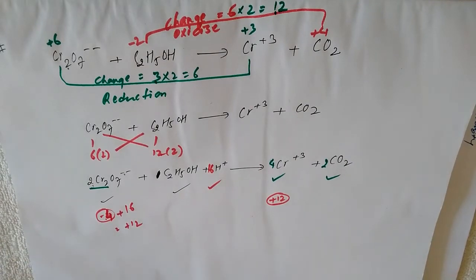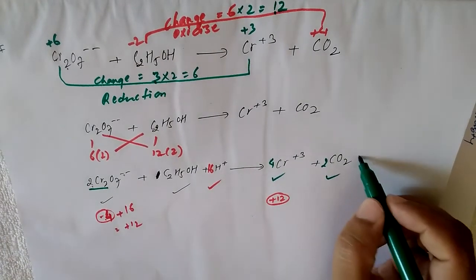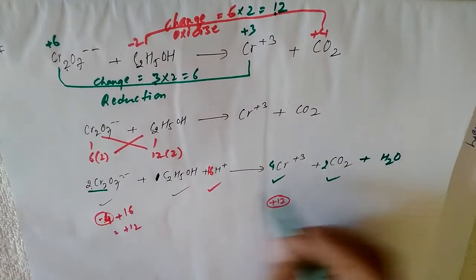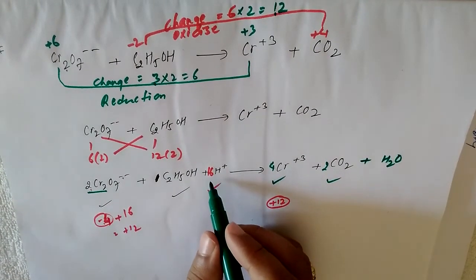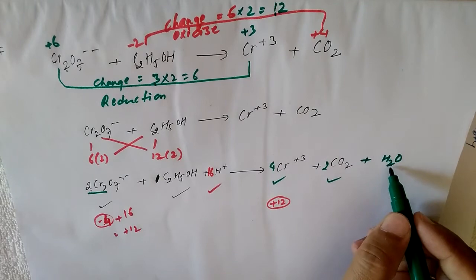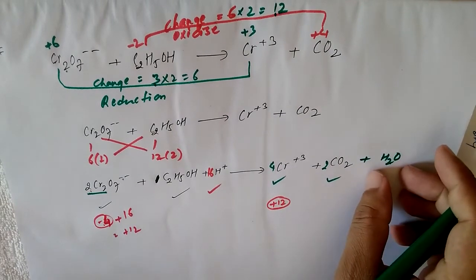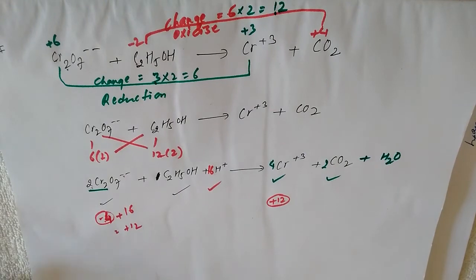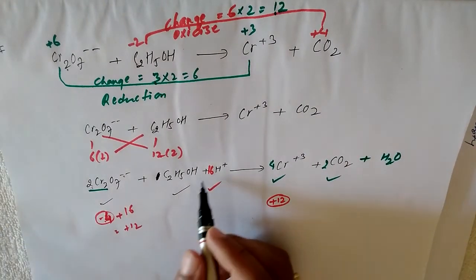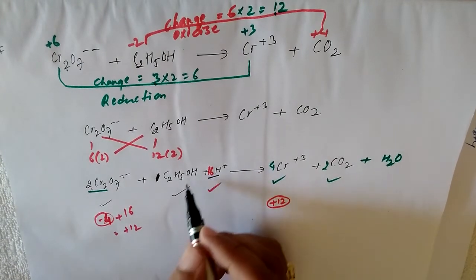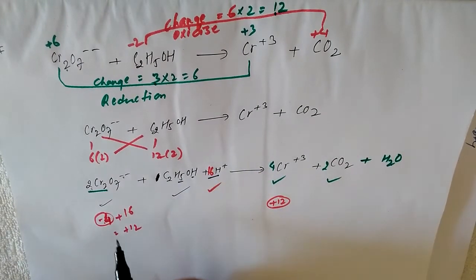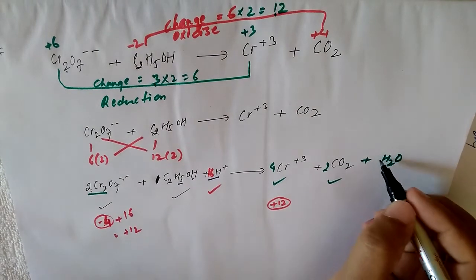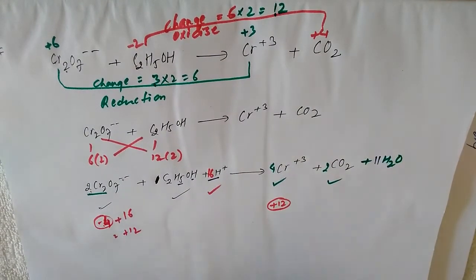On the product side we have to add water, because hydrogen was added on the reactant side. We have license to add water on either side. Let us balance hydrogen. On the reactant side, how many hydrogens? 16 plus 12 is 28... 16, 17 and 5, 22. So multiply water by 11, 11 times 2 is 22.